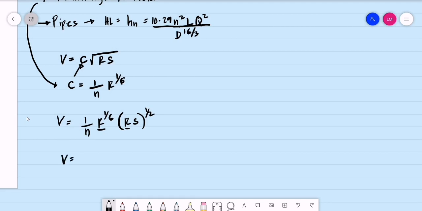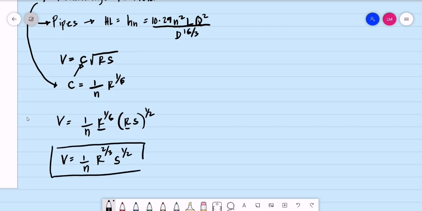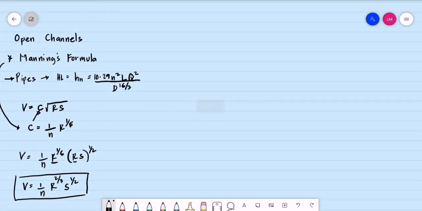So we have now the velocity equal to 1 over the roughness coefficient, that is n, times R raised to 1/6 plus 1/2, which is 2/3, times the hydraulic slope raised to 1/2. So this is our formula for velocity for the Manning's formula. By the way, what is the equivalent of R? This is the hydraulic radius.